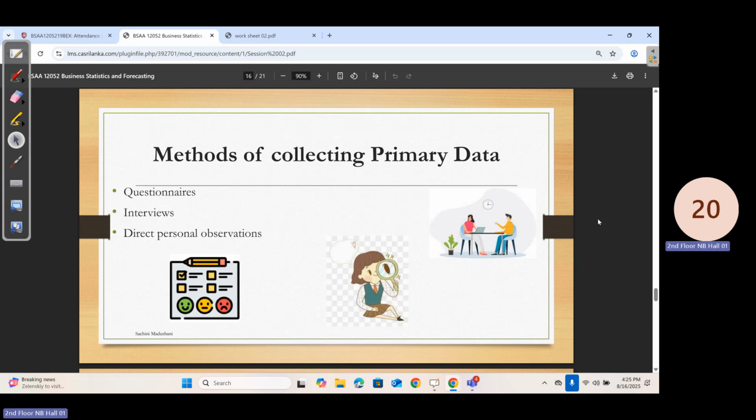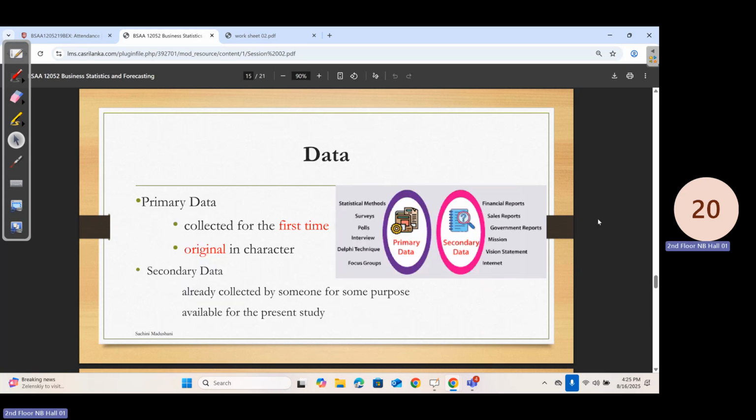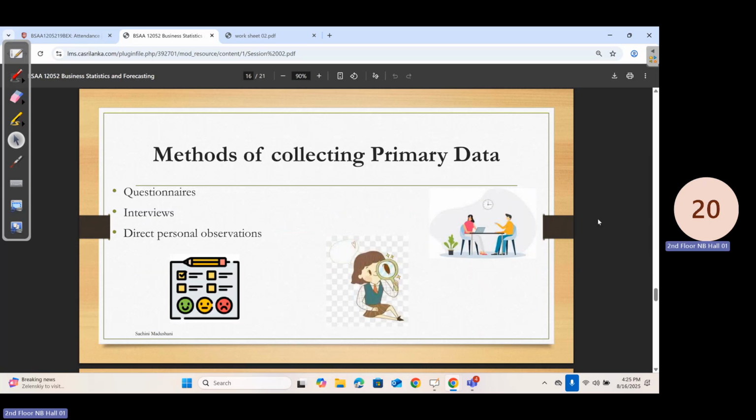Now clear? Then assume that based on our study, we need to collect the primary data. These kinds of data are not available in the present studies, so we need to collect the data for the first time. Then we move into the primary data. The next question that arises is how we collect the primary data. Next, we need to think about which method we use to collect the primary data.